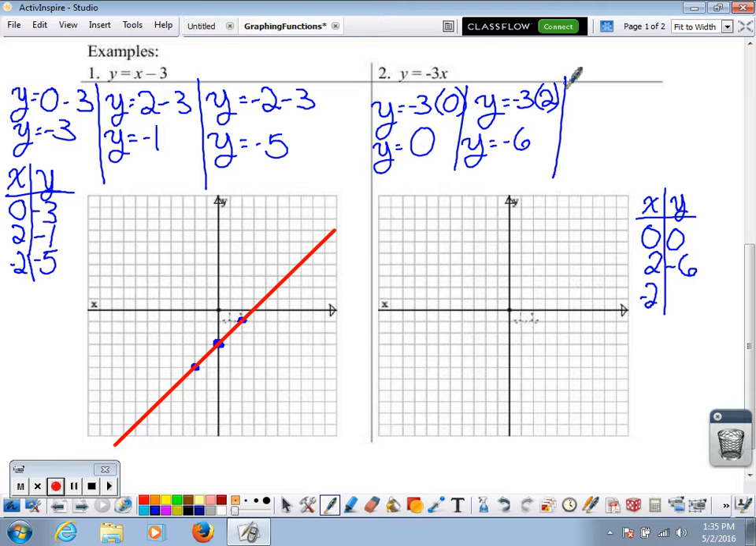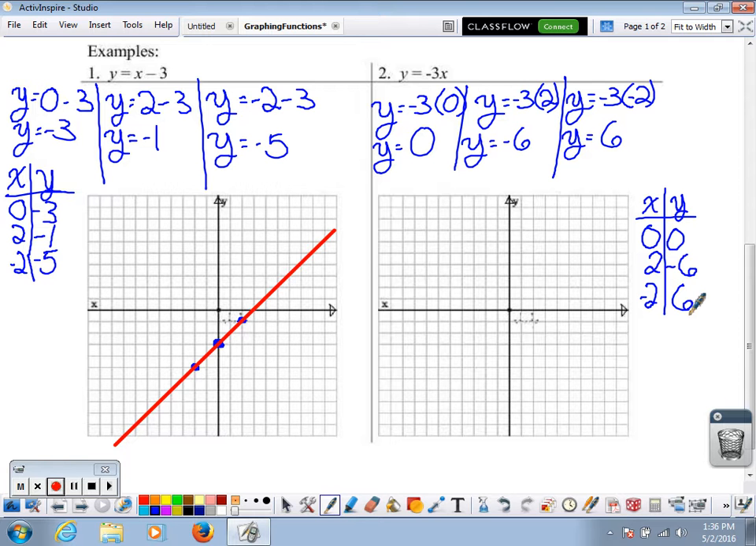Okay, then I'll do the same thing with negative 2. Y equals negative 3 times negative 2. Y equals 6. So when my x is negative 2, my y is a positive 6. So now I've got those 3 points. I want to take them and plot them on the graph.